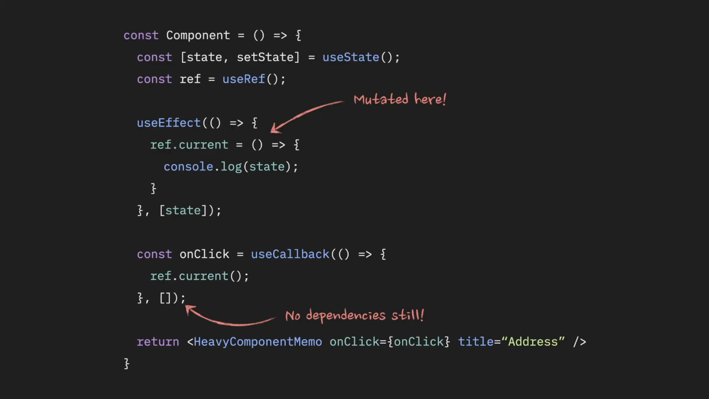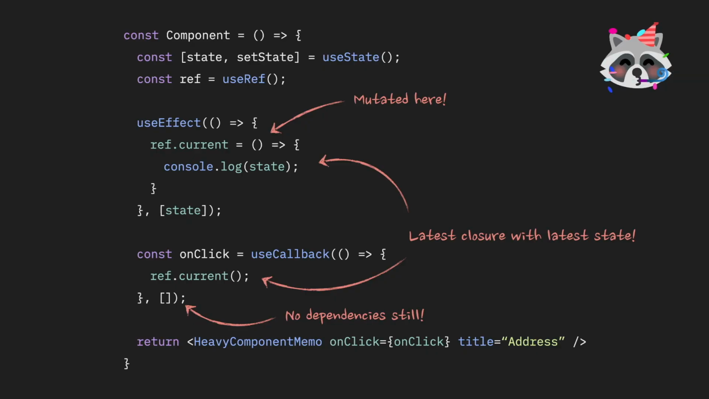So if something mutates it outside of the closure, this mutation will break the closure barrier. So when we call ref.current inside our stale closure in use callback, we are actually calling ref's mutated property, which is the latest closure with the latest state. Now we have the best of two worlds. Memoized component, all of its props are memoized and never change, but the onClick callback has access to the latest state.